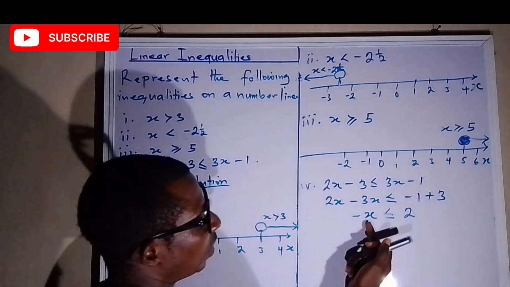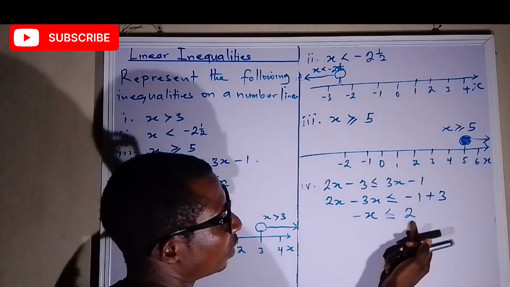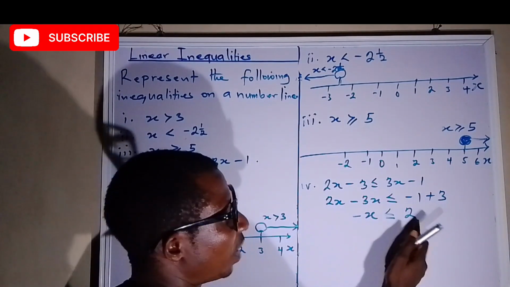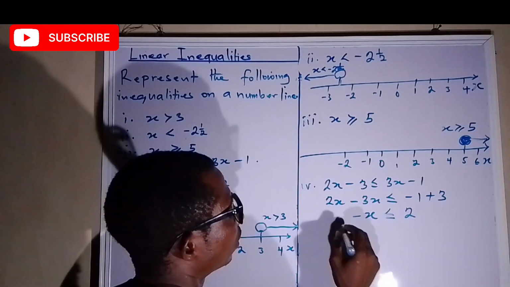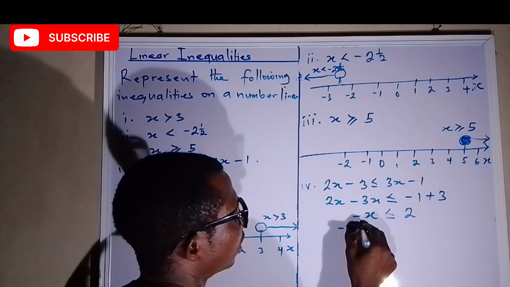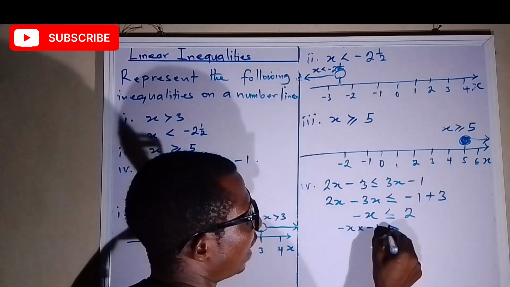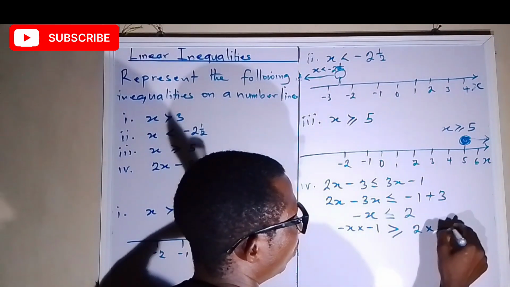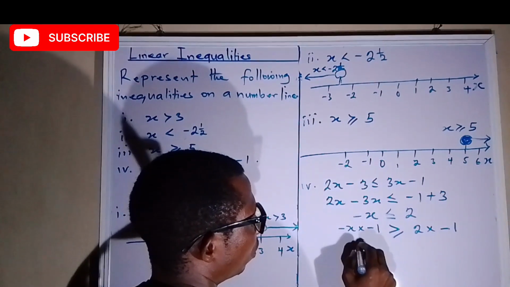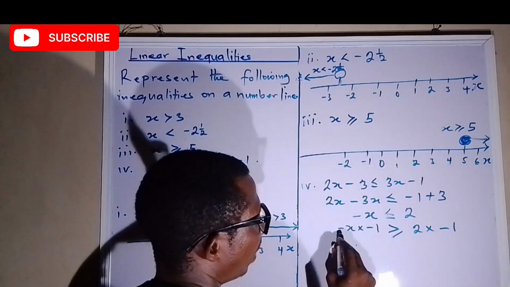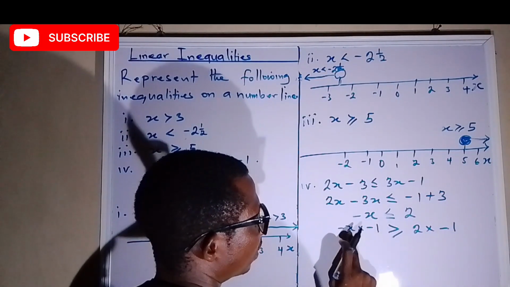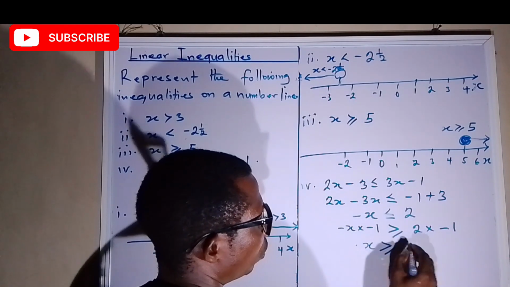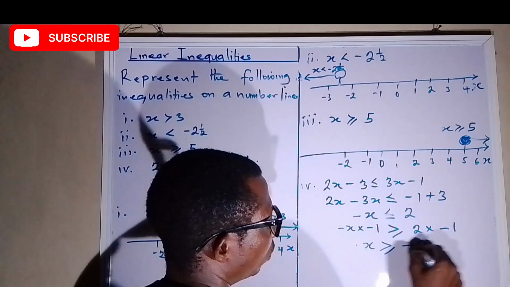And whenever you are multiplying both sides of an inequality by a negative number, or you are dividing both sides by a negative number, the sign changes. So minus x times minus 1 is greater than or equal to 2 times minus 1. So now this gives us, minus times minus is plus, x times 1 is x, is greater than or equal to minus 2.